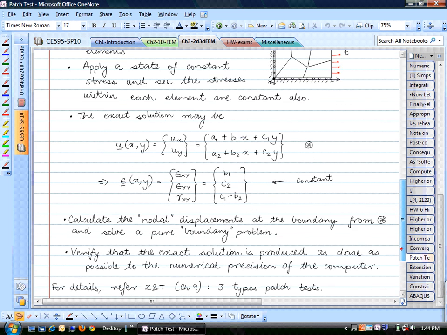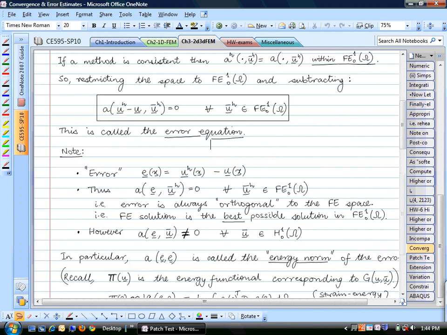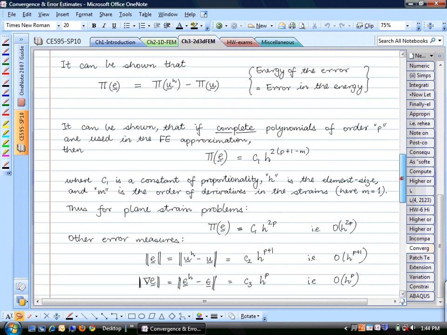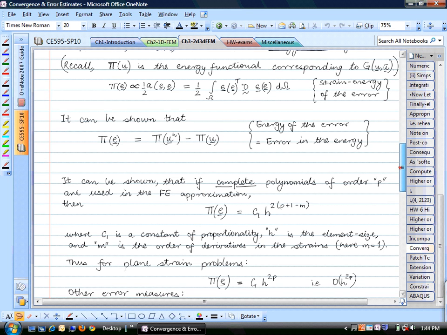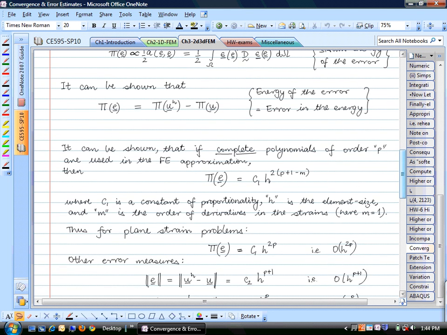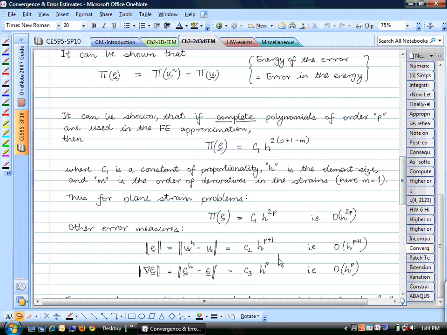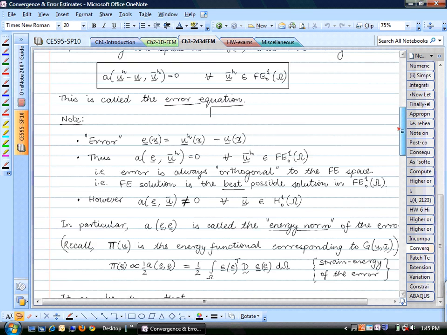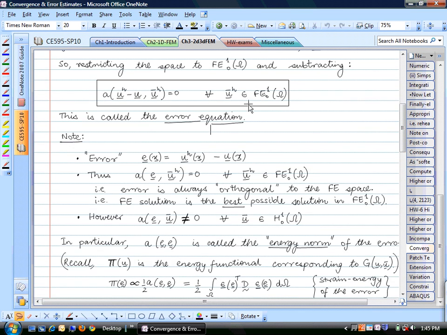So I think there was something about convergence that we missed last time, right here. So these are some of the error measures, without having proved any of this, we are going to just accept these. So we talked about how you can set up something called an error equation. So this is an error equation.